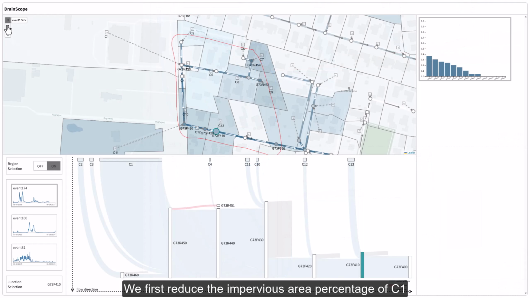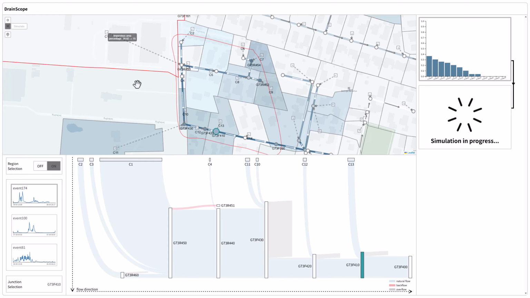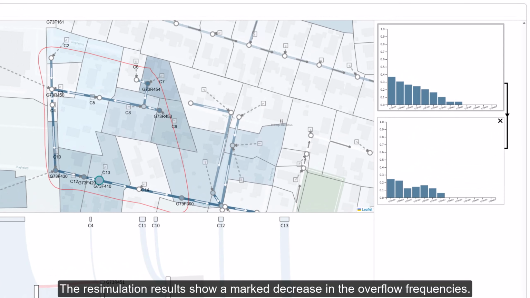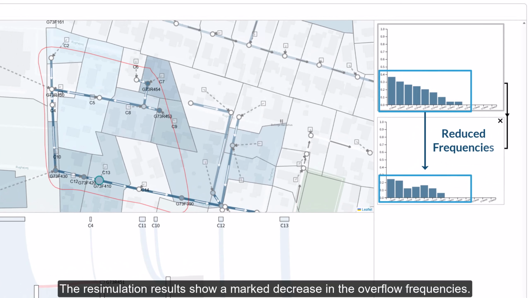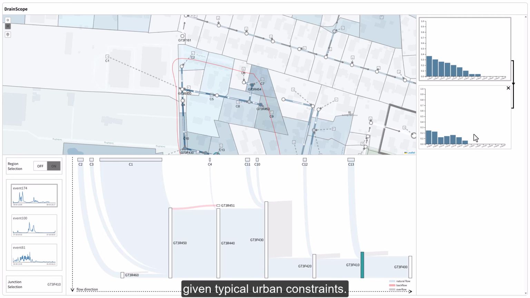We first reduced the impervious area percentage of C1 from 0.39 to 0.15 to reduce runoff generation. The resimulation results show a marked decrease in the overflow frequencies. But this level of impervious area is likely unrealistic given typical urban constraints.